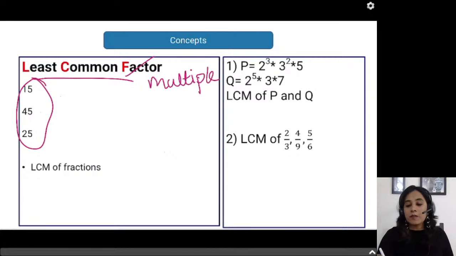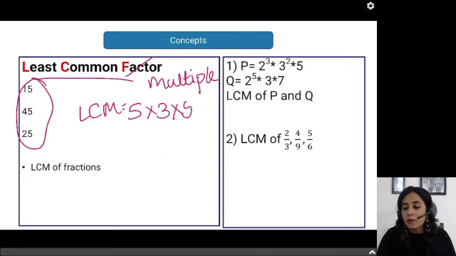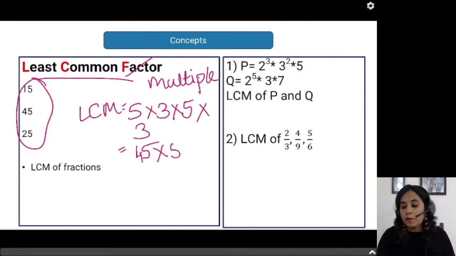Here we have 15, 45 and 25, and the LCM of all these numbers is given by 5 into 3 into 5 into 3 again. So we have the LCM of all these numbers as nothing but 45 into 5. So I hope we all are on the same page.